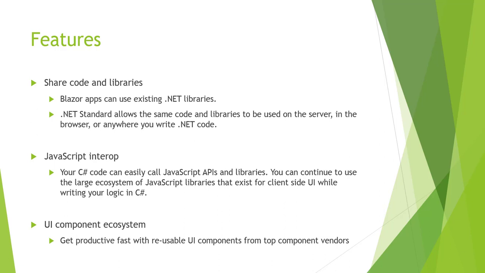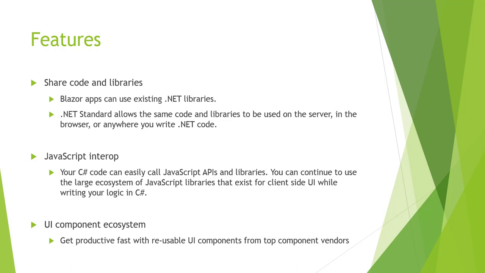The fourth, share code and libraries. A Blazor app can use existing .NET libraries. That means whatever existing code you have written, that library can also plug into the Blazor application. .NET Standard allows the same code and library to be used on the server, in the browser, or anywhere you write .NET code. So that was the big plus, because sometimes we thought, we have existing code, how can we use it? That is feasible in Blazor. You can use your existing code or libraries.